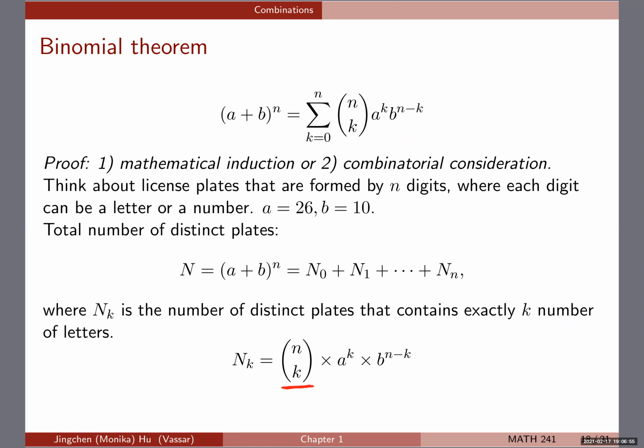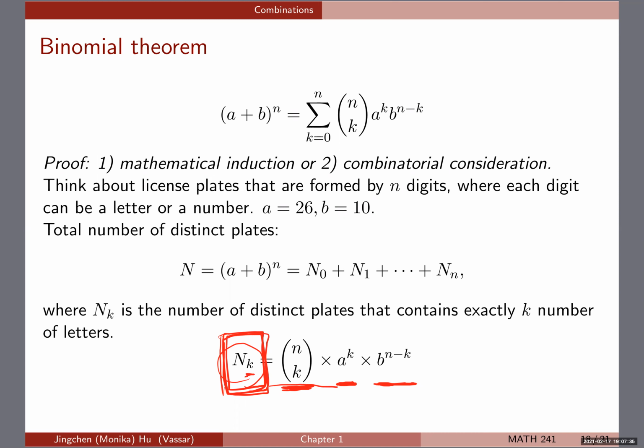But this particular task has not ended yet, because in addition to choosing the locations, we still have to fill those k locations with letters, which has 26 choices, call it A, and there are k of them, so you raise it to the power of k. And then the remaining n minus k locations need to be numbers, and there are 10 choices, which is B, to the power of n minus k. With all of this in mind, hopefully it makes sense that this n_k represents the number of distinct license plates you are able to have with exactly k letters.